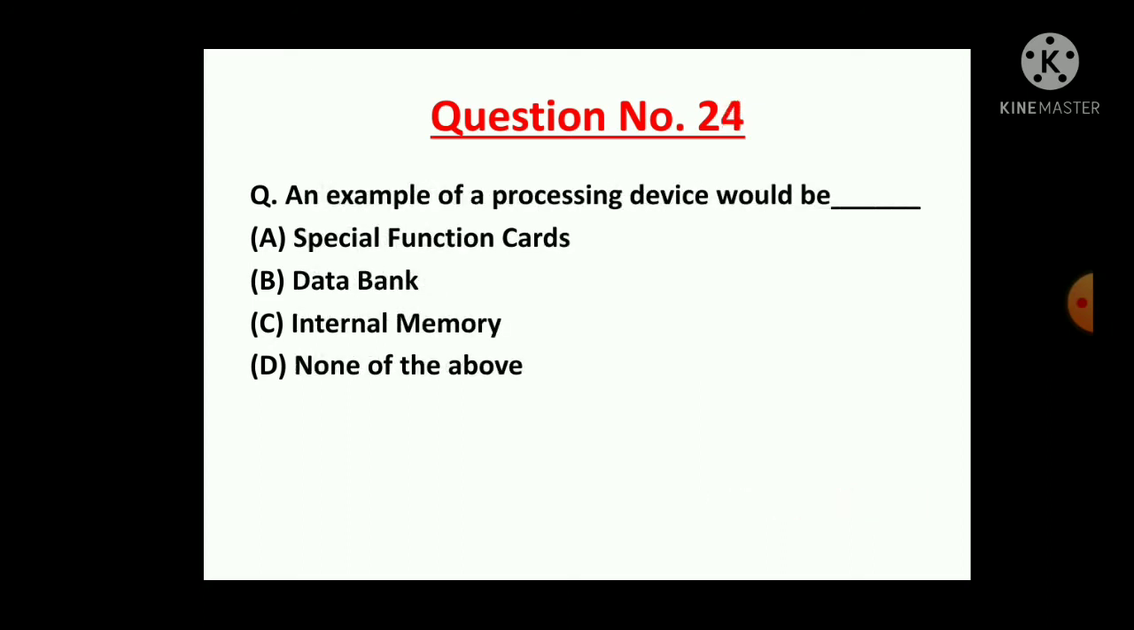Coming to question number 24. An example of a processing device would be... इसमें से कौन सा प्रोसेसिंग डिवाइस होगा? ऑप्शन ए स्पेशल फंक्शन कार्ड्स, बी डाटा बैंक, सी इंटरनल मेमोरी, डी नॉन ऑफ द अबव. द करेक्ट आंसर इज स्पेशल फंक्शन कार्ड्स, ऑप्शन ए.